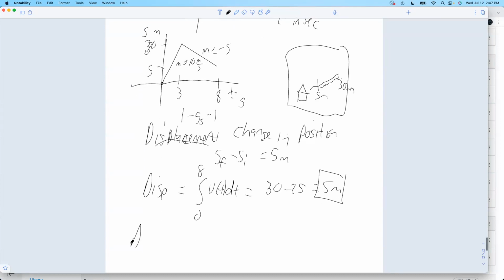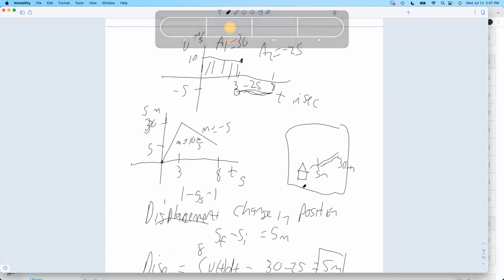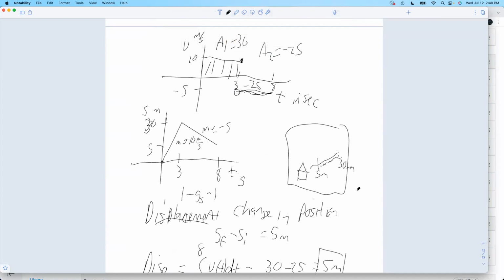Distance doesn't care which way you're going. Think about this. You walked 30 meters away from your house. If you got your Fitbit on and you're measuring how many steps you got in, your Fitbit doesn't care which way you're going. You walked 30 meters, and then an additional 25, you've walked 55 meters. Distance doesn't care about direction.